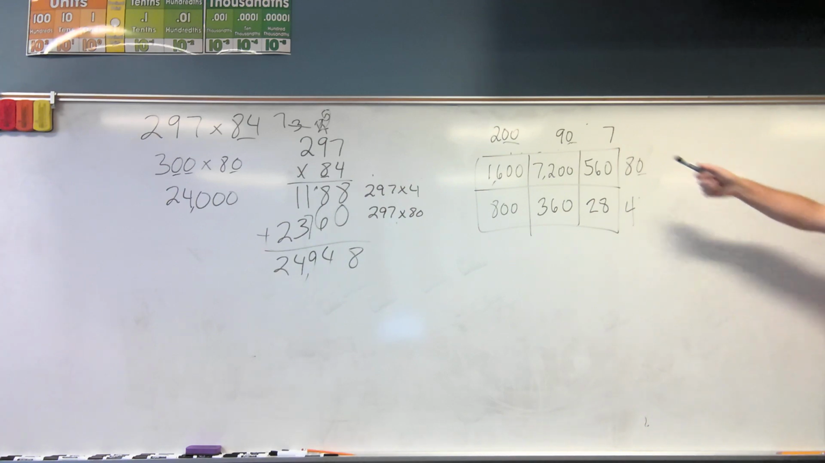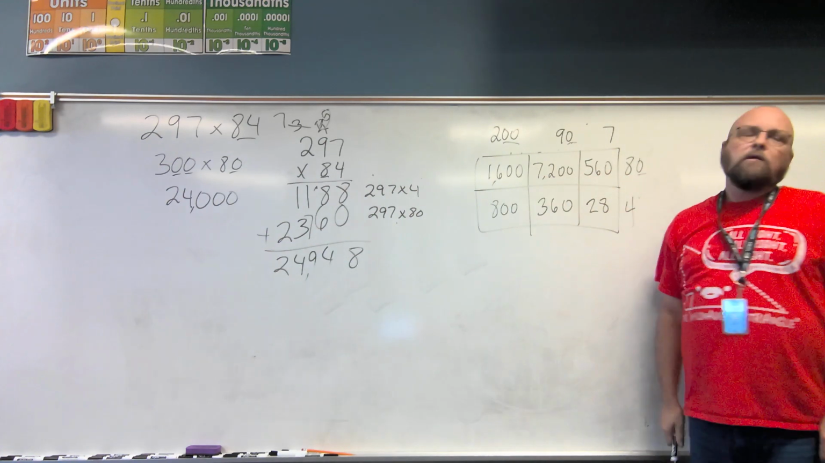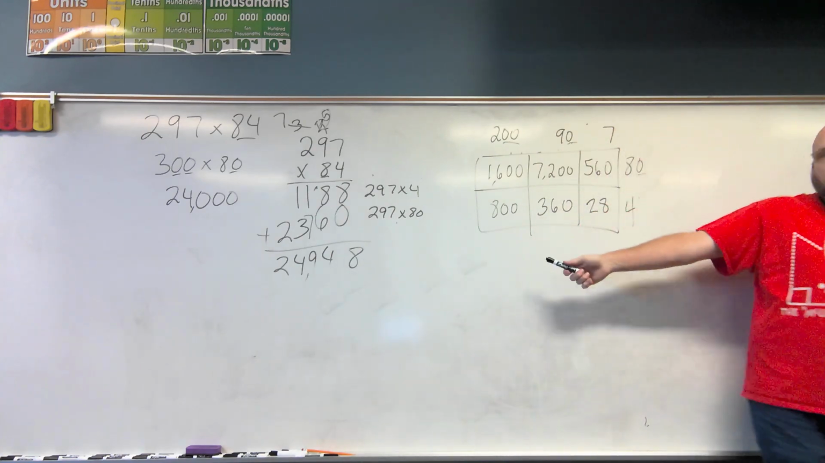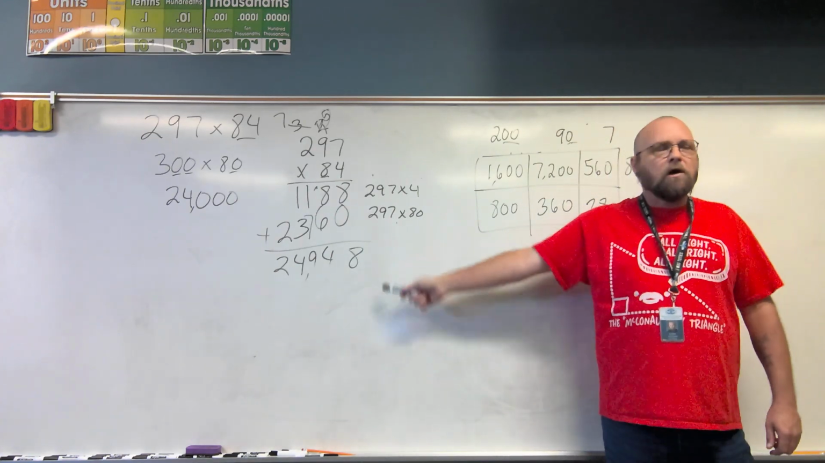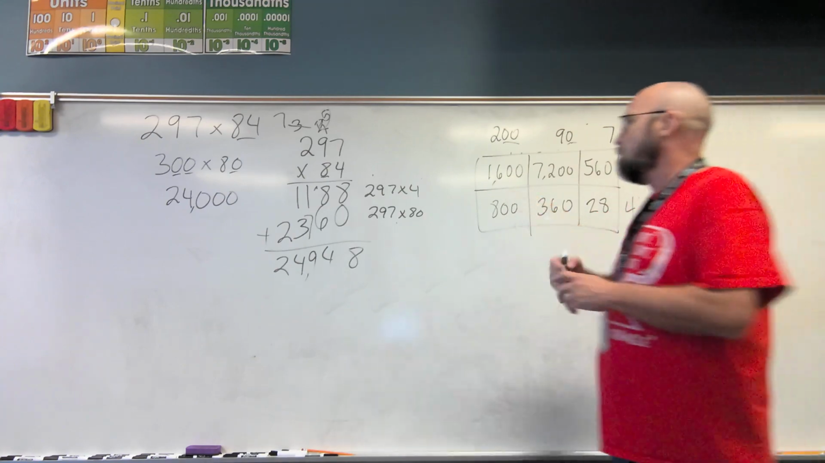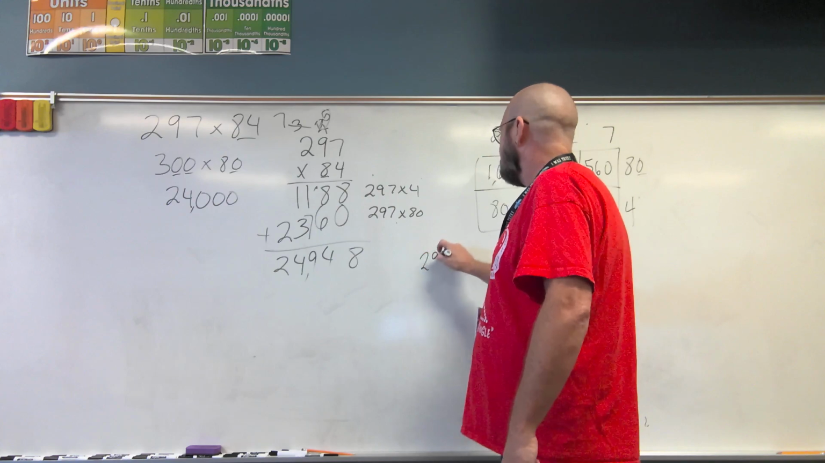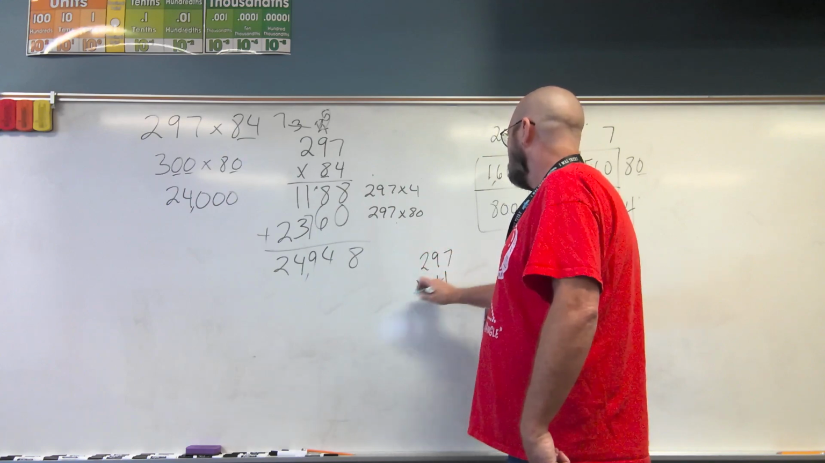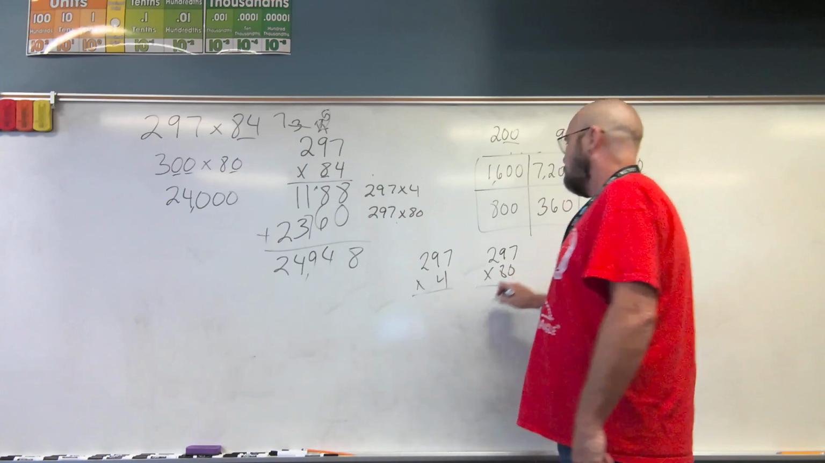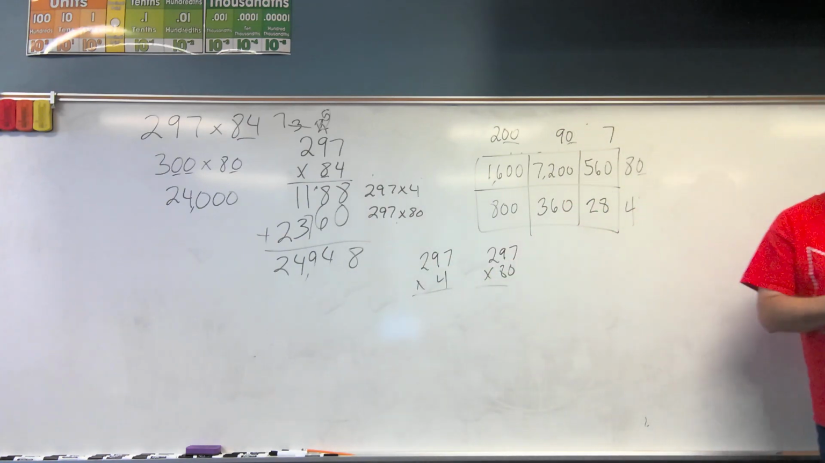And if I added all 6 of these together, and I do it all correctly, and I've done my math correctly on the other one, we should get the same product. Now you could have broken it up, like I said here. You could do 297 times 4, 297 times 80, and then added those 2 products together.